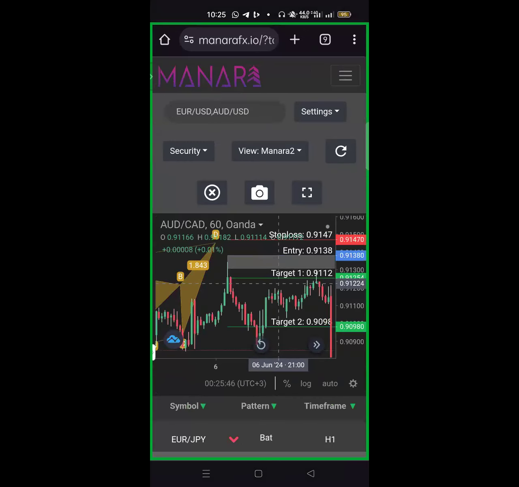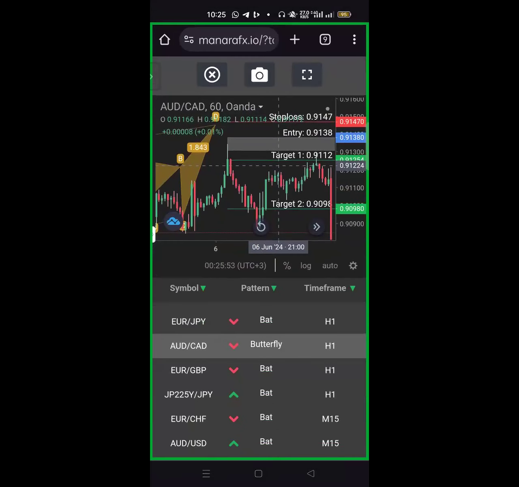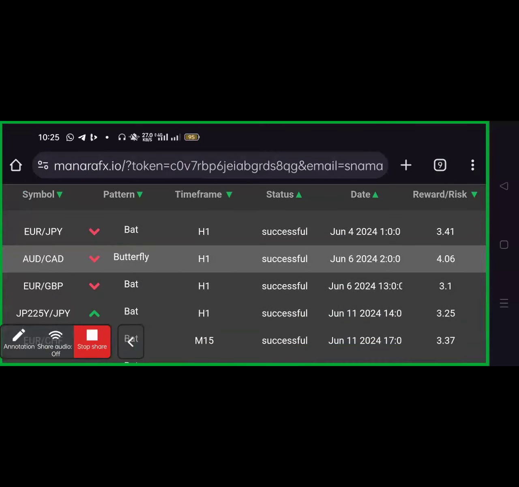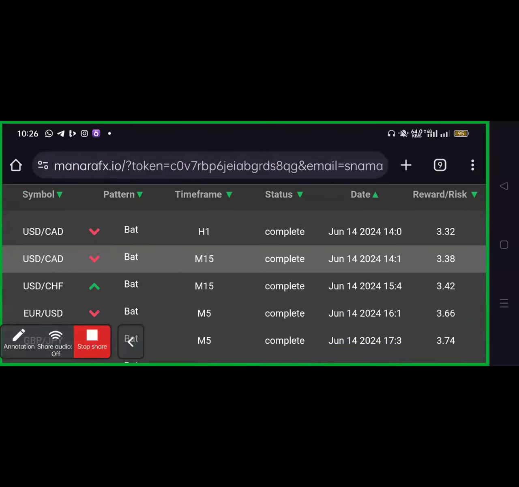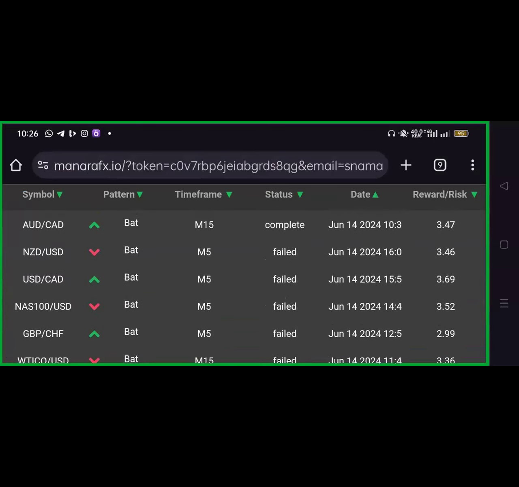So you can go back and do your own backtest on the successful ones. Now let's look at the failed trades. I'll do the same thing we did before, but also remember there's nothing like 100%. Are you telling me there's no failed trade? There are failed trades.